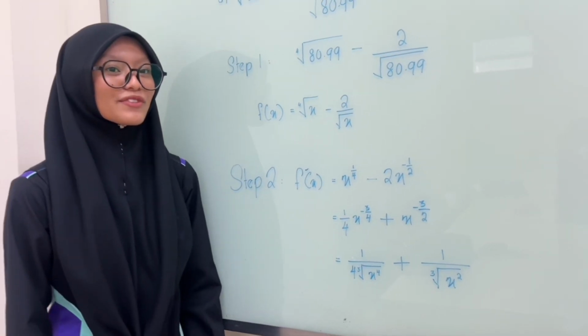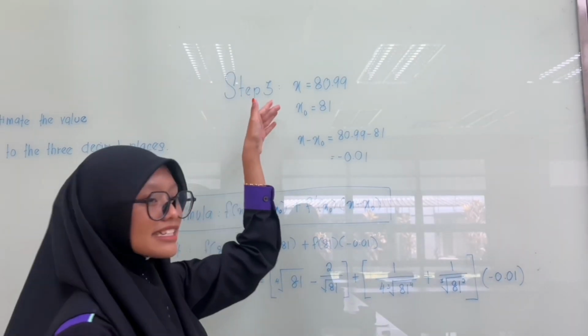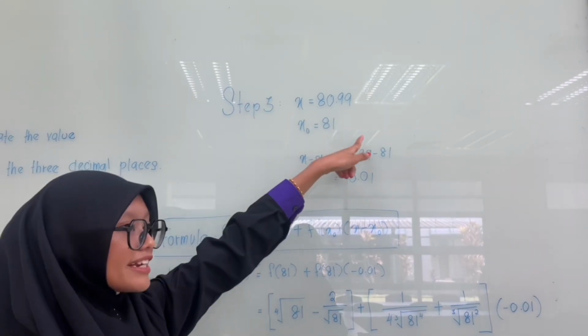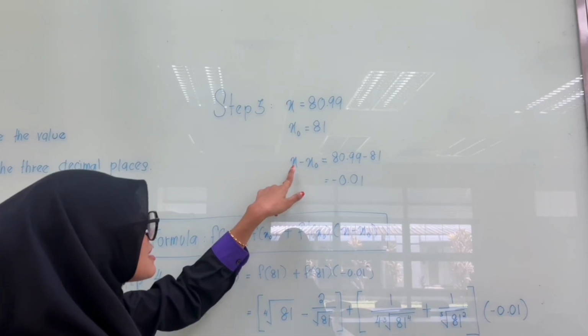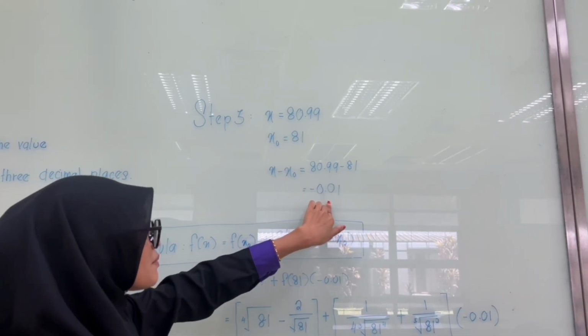Okay, next let's move to step 3. For step 3, we need to choose the easiest number to calculate, given x is 80.99. So we choose x0 as 81. So the change in x is x minus x0, and the final answer is negative 0.01.